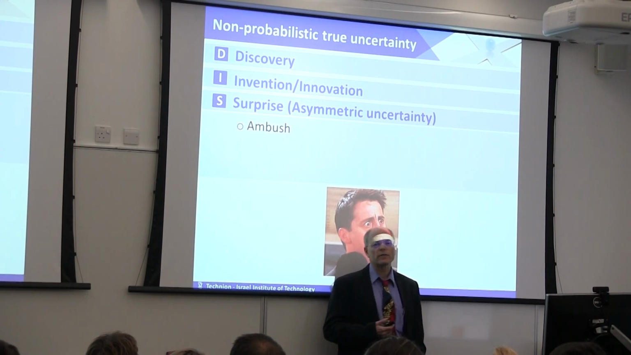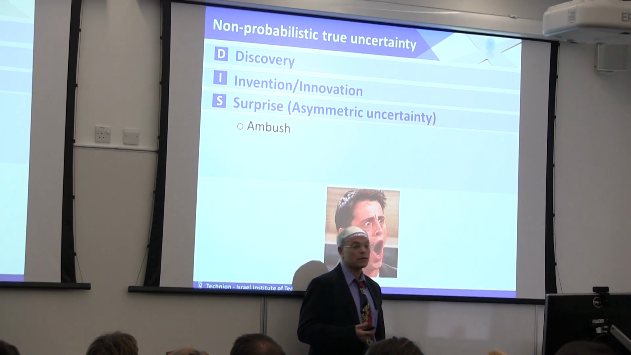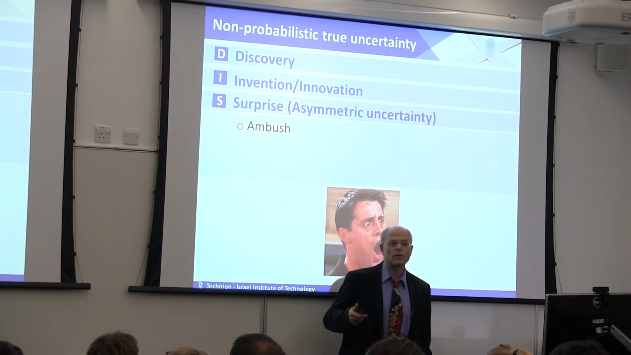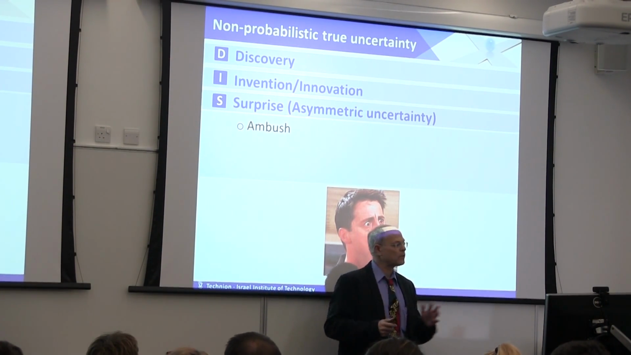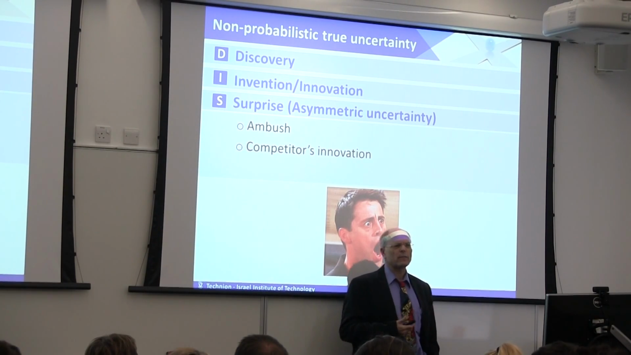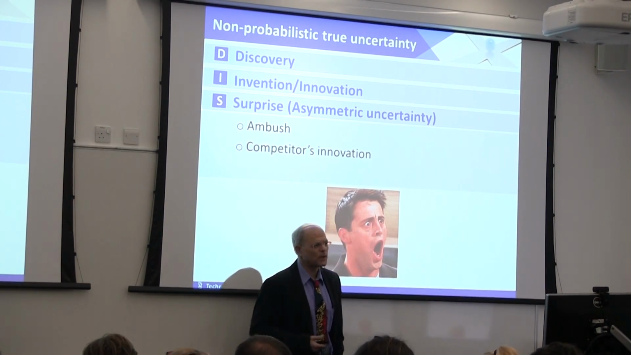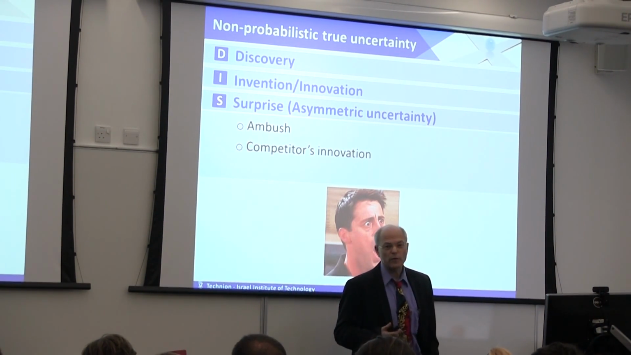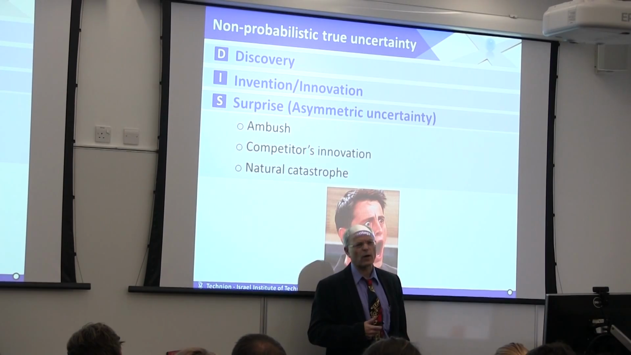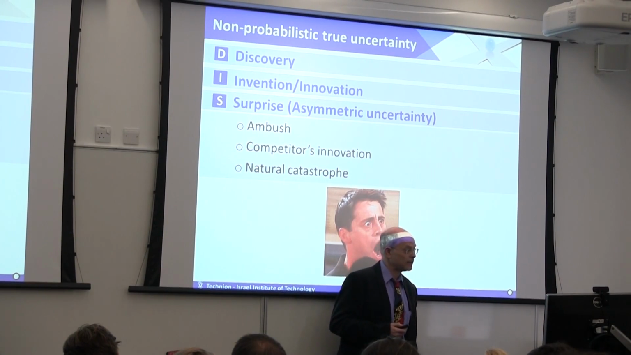The third category of Knightian true uncertainty I'll refer to as asymmetric uncertainty, and the paradigm for that is an ambush. The ambusher knows where he and the target are, but the target only knows where he is at best. So there is an asymmetric uncertainty there. It's a surprise to the ambushee. Another form of asymmetric uncertainty is a competitor's innovation. You're developing the best mousetrap since mice were invented, and boy, are you surprised when your competitor does it first and better. Natural catastrophes can sometimes also be thought of as asymmetric uncertainties. It's God doing things that he didn't tell us about ahead of time.